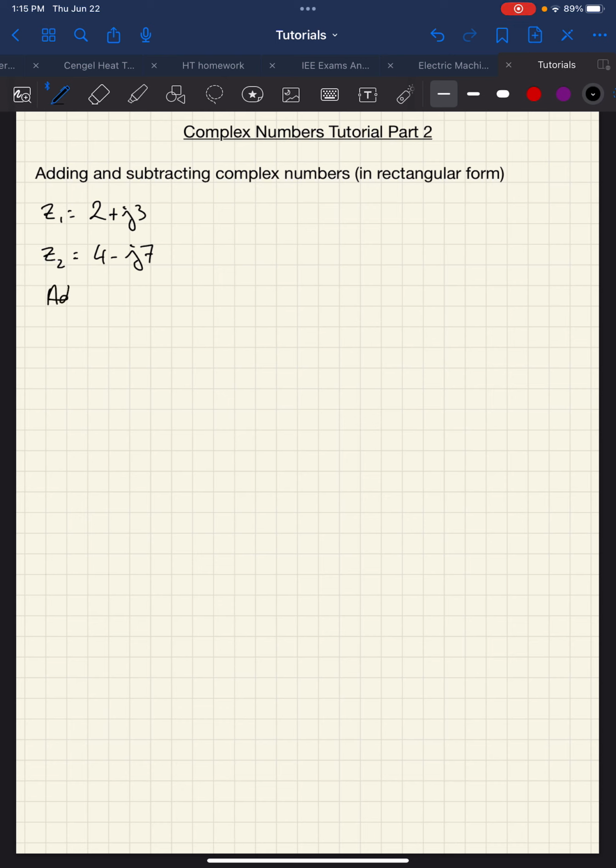So let's say we're going to add them. z1 plus z2. You literally just add the real parts and add the imaginary parts, and that's it. So let's just plug it in here. You add the real parts, so you just get 6 here, and the imaginary parts, 3 minus 7, you get a negative 4, so you're going to get negative j4. Now, remember, when you're working with the imaginary parts, make sure that you don't forget the j. So that's it for adding.